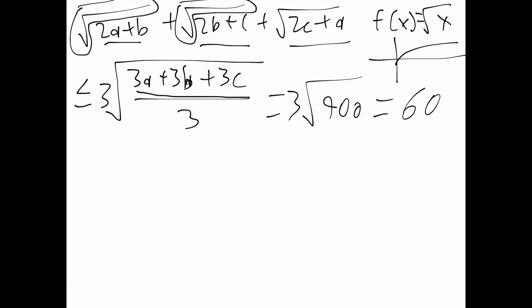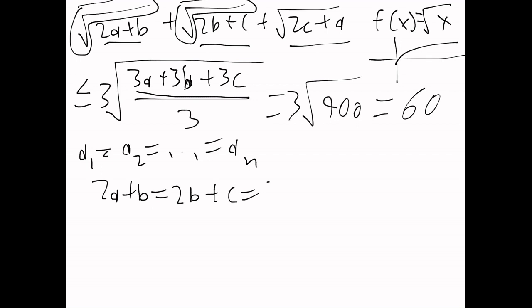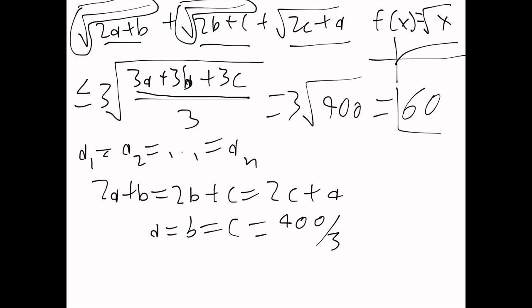Now, don't forget that we have to show that it's possible to achieve this. In Jensen's, equality is achieved when a1 is equal to a2 is equal to and so on, basically when everything is equal. And so we just have to set 2A plus B equal to 2B plus C equal to 2C plus A. And trivially, this means that A is equal to B is equal to C is equal to 400 over 3. And we can test that and see that it is indeed equal to 60. And so 60 is the answer.